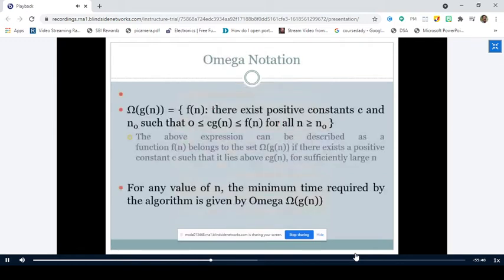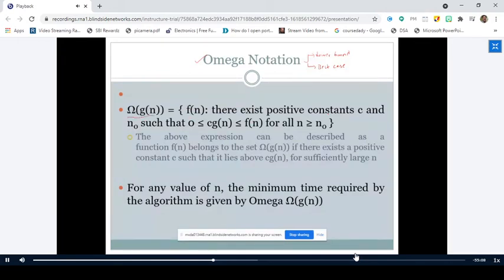Similarly, if you go for the omega notation, what does omega notation represent? Does it represent the lower bound or upper bound? Lower bound. So it represents the lower bound, and hence it is used to find the best case analysis, right? So that function is defined like this, on the same lines, nothing more than that. Omega of g of n is equal to f of n.